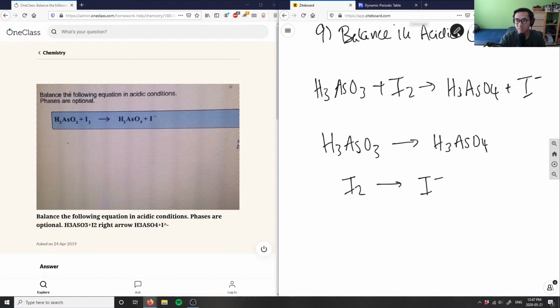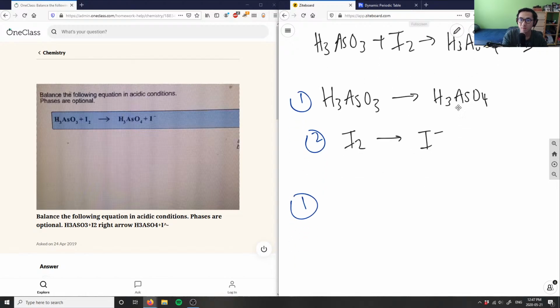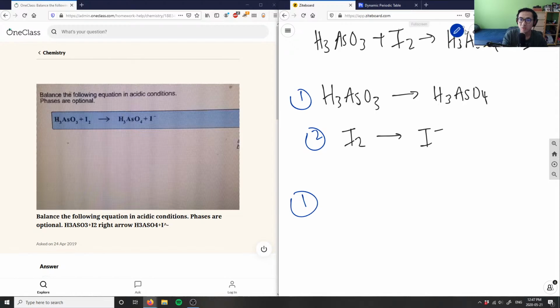So I'm looking at these as equations. Let's look at the first equation first. So here's equation 1, equation 2. Let's look at equation 1 first. Again, I want to balance everything besides the hydrogens and the oxygens first. So I have arsenic here, As. I have one arsenic on each side, which is great. And then now what I want to do is balance out the hydrogen and the oxygen, right? So hydrogens are already balanced here. I have 3 hydrogens here and 3 hydrogens here.